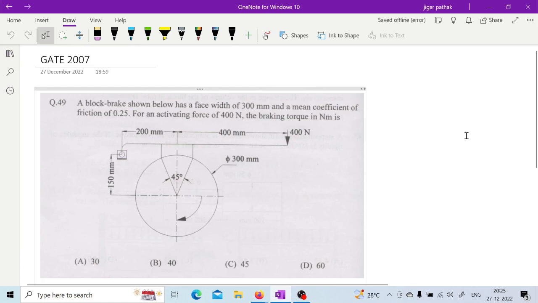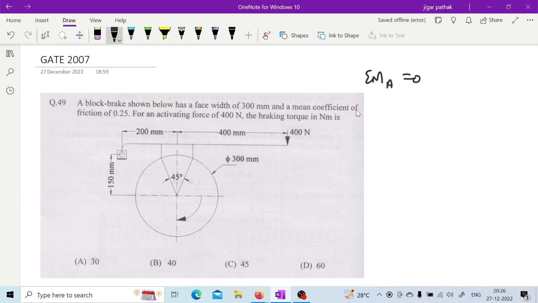Here a block brake shown below has a face width of 300 mm, mean coefficient of friction is 0.25. For an actuating force of 400 Newton, find the braking torque in Newton meter. So can you try this one? Yes, sir. Please go ahead and try. You can take moment about A, in order to find the N. 45, yeah, 45 is the correct answer. But first you need to show that sigma of moment about A is equal to 0, since you are considering this point as A, this fulcrum point.